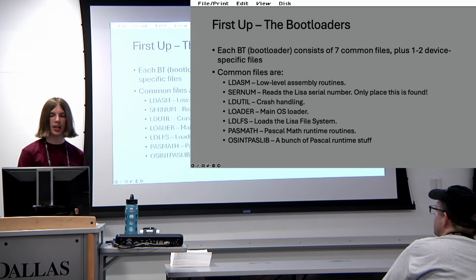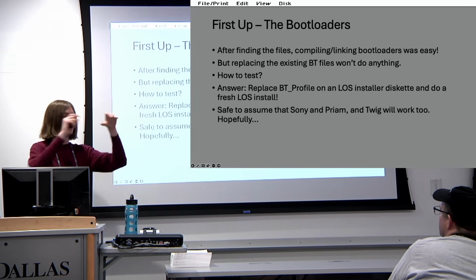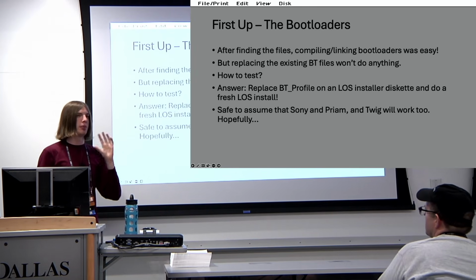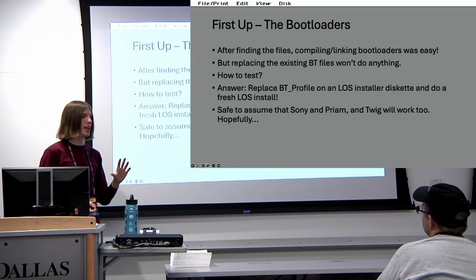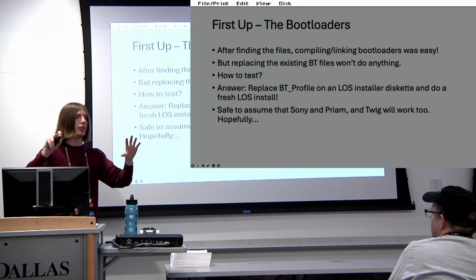And so that's not too hard to build. We just compile and link everything. But the issue here is we can't just put the bootloader file on the disk in that location where the original file was sitting. That's not going to replace the bootloader on the actual hard drive because the bootloader is sitting in the boot blocks. That file is just a file on the disk.